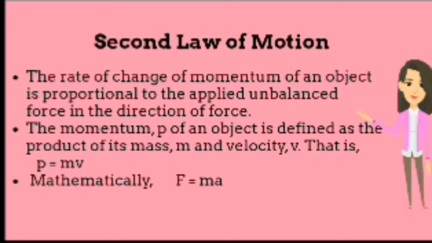Now, let us learn about Newton's second law of motion. It states that the rate of change of momentum of an object is proportional to the applied unbalanced force in the direction of force. What is momentum then? The momentum P of an object is defined as the product of its mass m and velocity v, that is, P is equal to m into v.